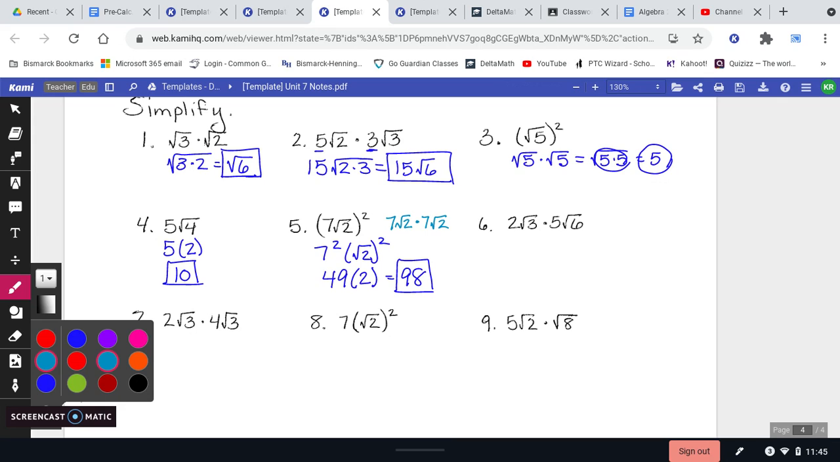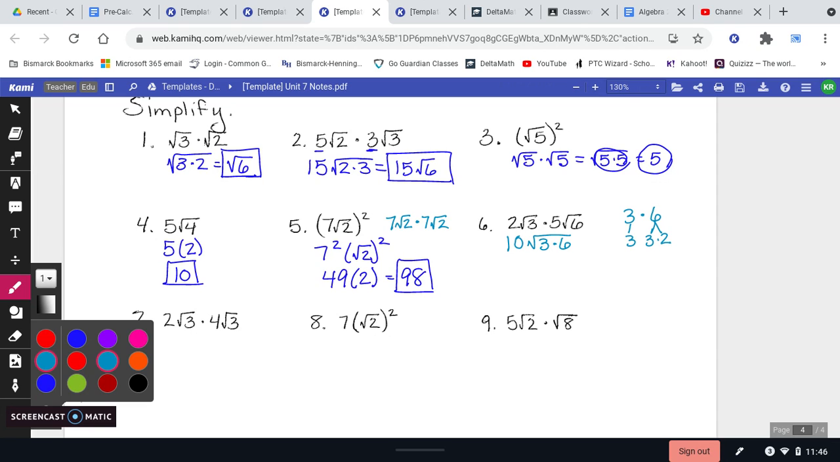Okay, number 6. Okay, so I have the 2 and the 5. I'm going to multiply those. That's going to be 10. And then I'm going to have the square root of 3 times the square root of 6. So I can multiply that together. That's 18. But then I'm going to use a factor tree to break that down to see if I can find any partners that I can group together. Okay, so you might just want to leave it at, hey, 3 times 6, because 6, you know, is going to be factored down to 3 and 2.